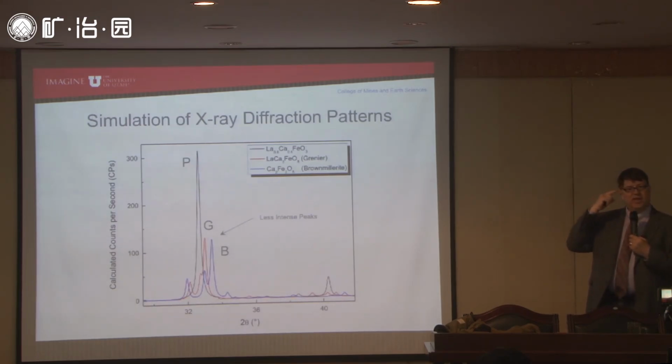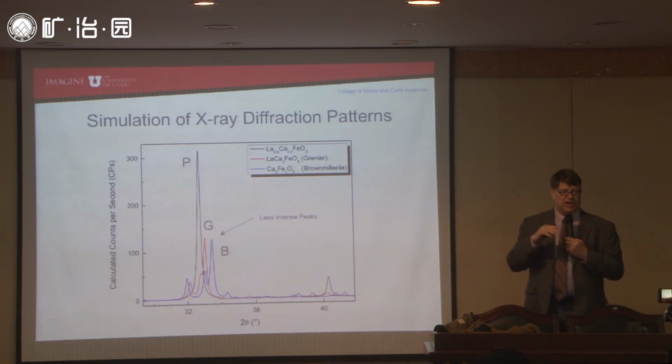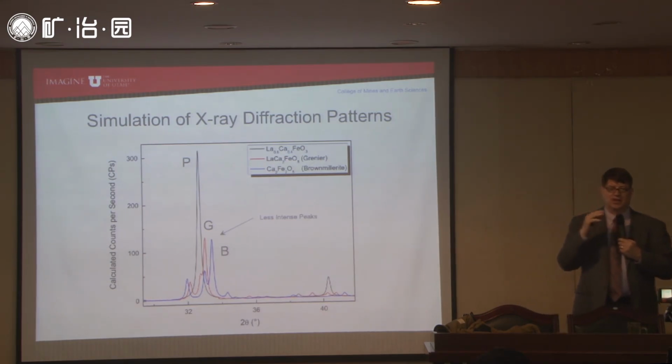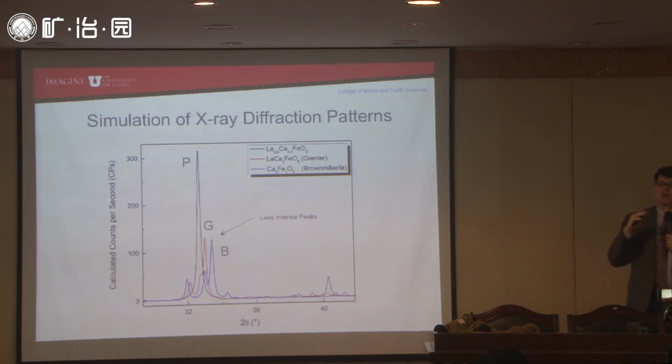Okay, so knowing what these structures look like, you can actually simulate the X-ray diffraction patterns using various programs. We use a program called ZSAS, and you do Rietveld refinement essentially of the structure, and then you can reconstruct the X-ray diffraction pattern. And I'm showing you three patterns here. These are not real patterns, these are simulated. One, assuming that we have pure perovskite. One, assuming that we have Grignard phase, which is the red curve. And then one for brown-millerite.